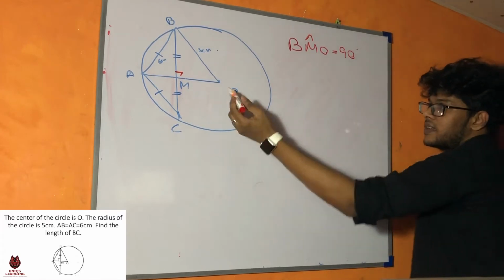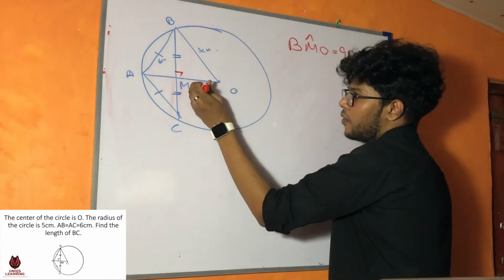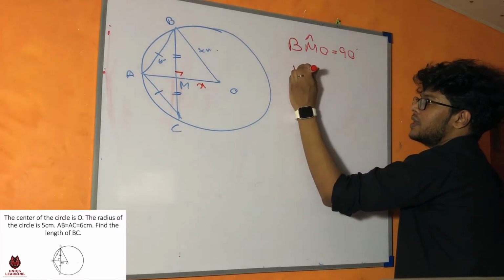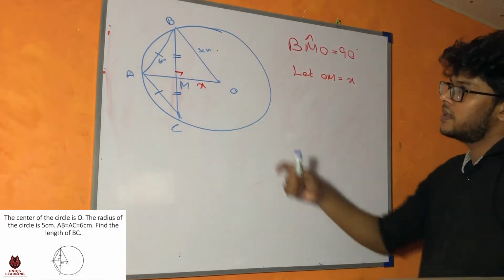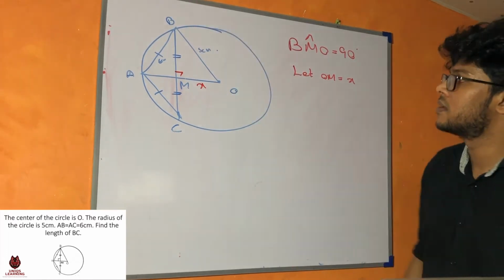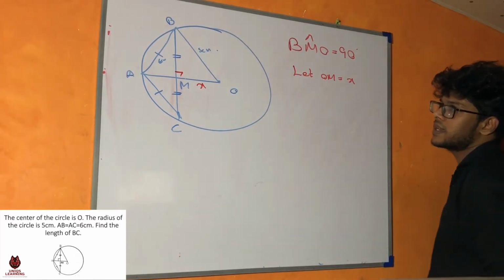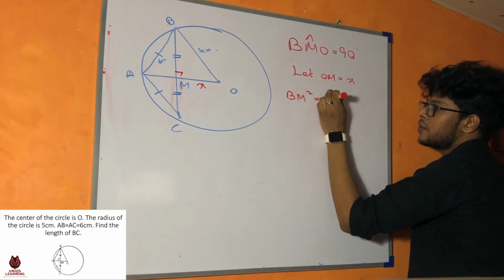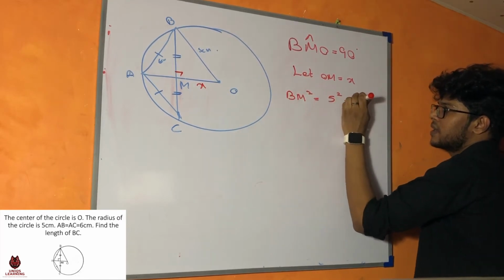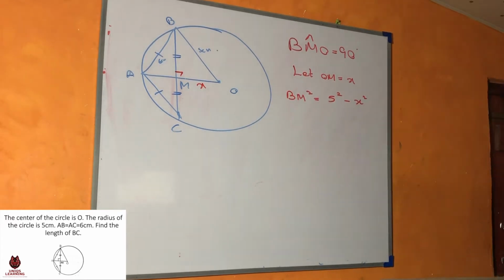So if it is 90 degrees, you can take OM as x, right? So you can write let OM equal to x. Then how to find BM? BM will be by using Pythagoras. You can write BM squared is equal to 5 squared minus x squared. Okay. So we will keep it aside.